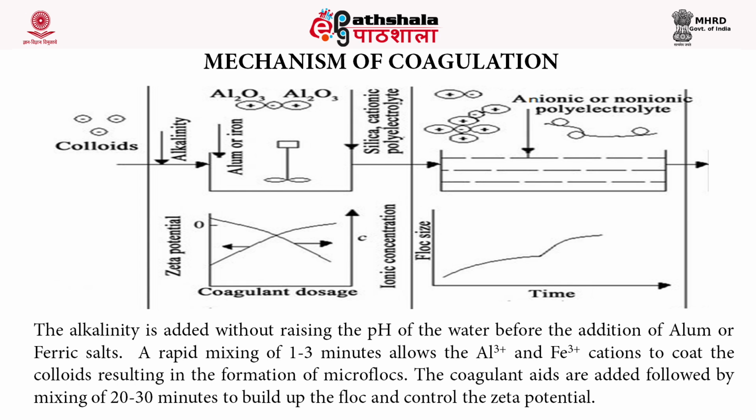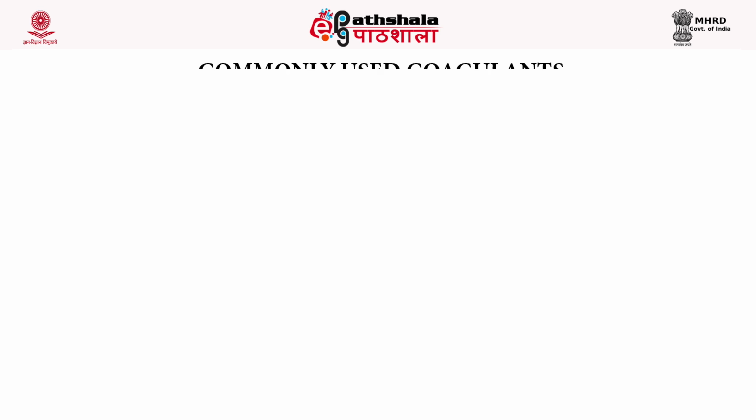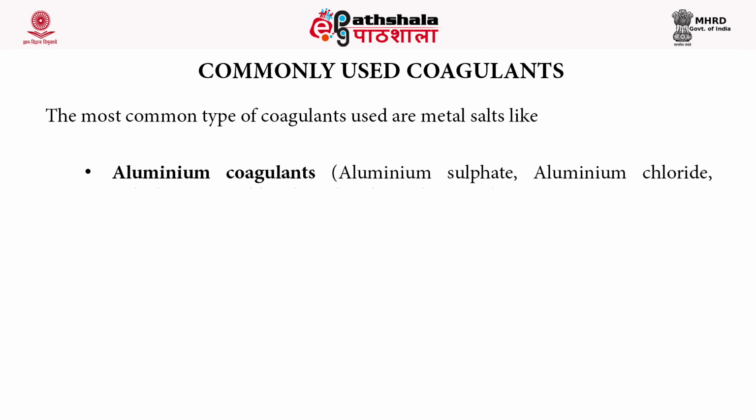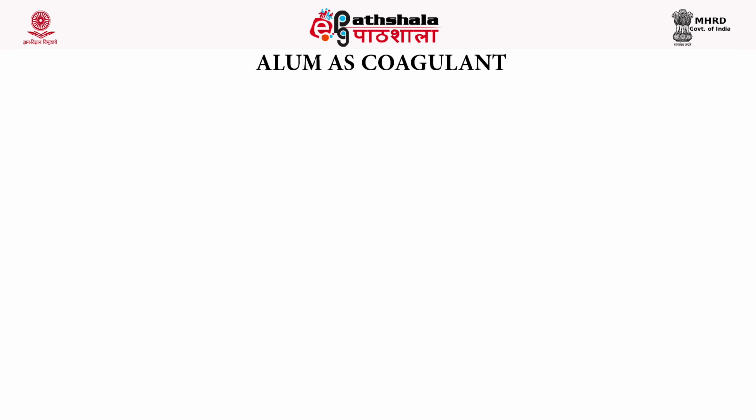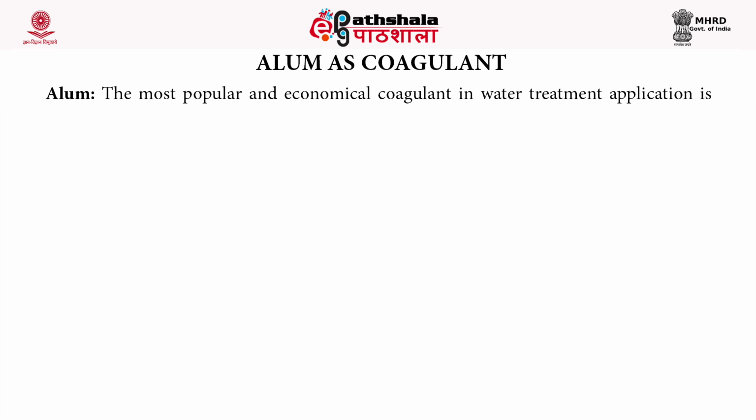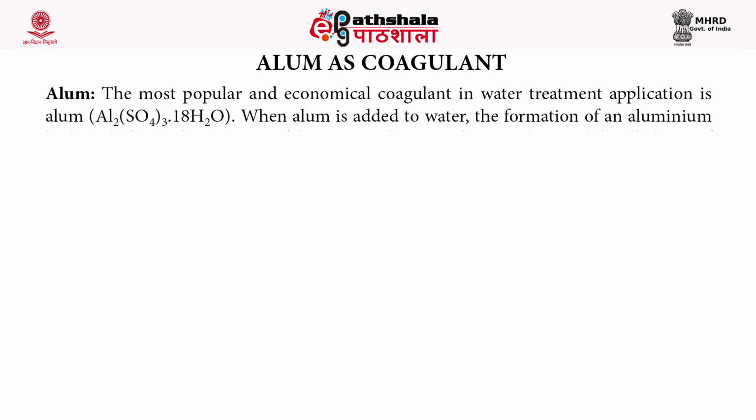The commonly used coagulants are metal salts like aluminium coagulants: aluminium sulfate, aluminium chloride, polyaluminium chloride, and sodium aluminate. Iron coagulants include ferric sulfate, ferrous sulfate, ferric chloride, and other chemicals such as hydrated lime and magnesium carbonate also act as the primary coagulant. Alum is the most popular and economical coagulant used in water treatment applications.